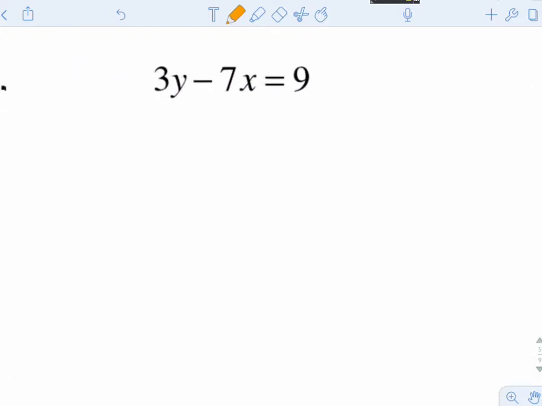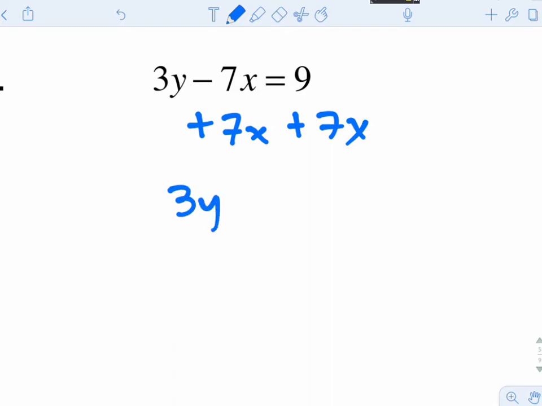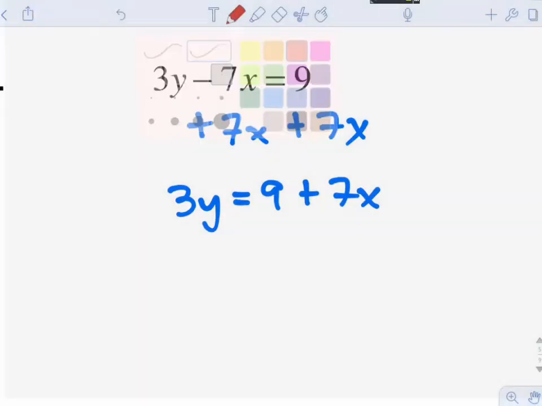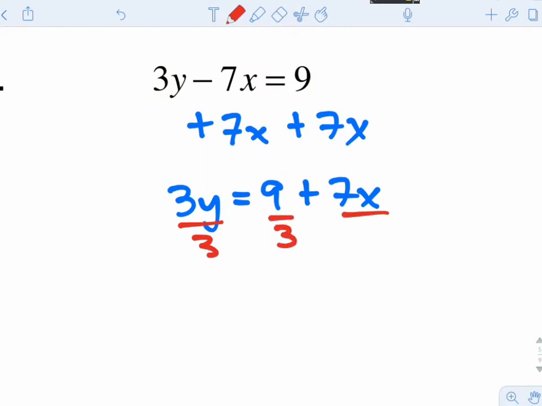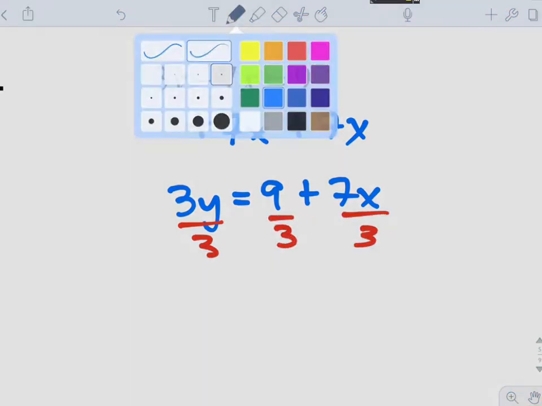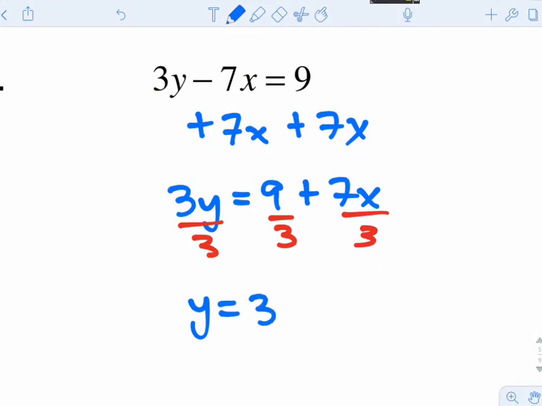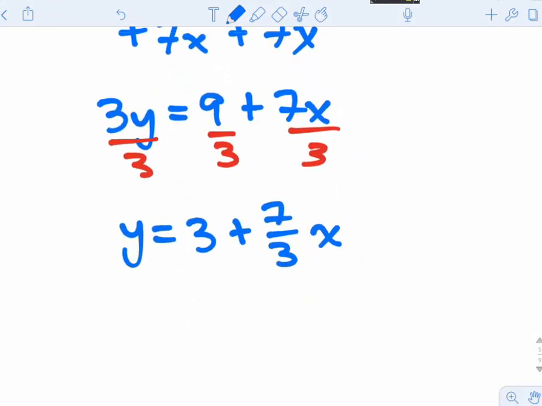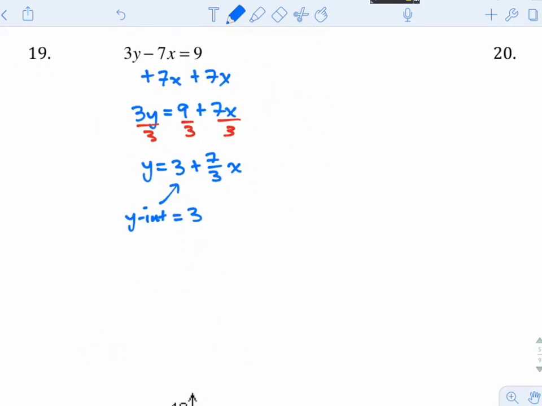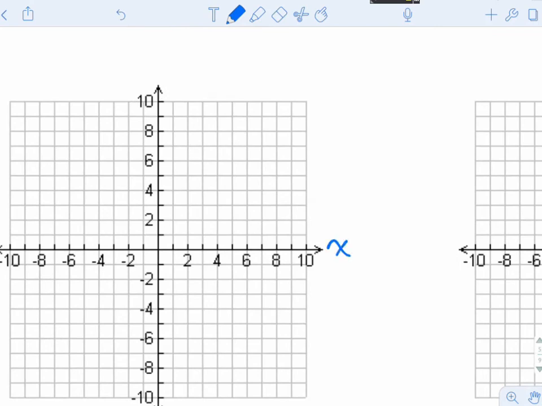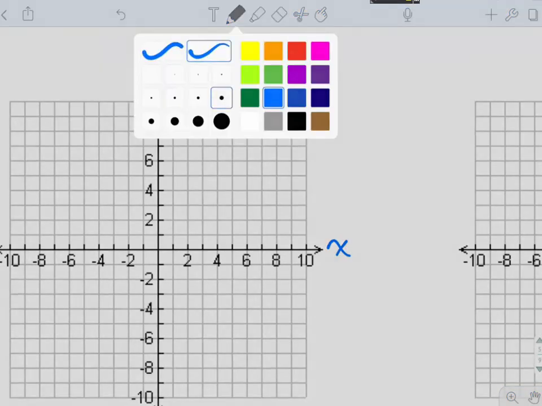So to do that, let's go ahead and add 7x to both sides. 3y equals 9 plus 7x. Let's divide both sides of this equation by 3 in order to isolate that y variable. Y equals 3 plus 7/3 x. All right, so we've got our y-intercept of 3. So I always start by graphing that. Y-intercept in this case is 3.